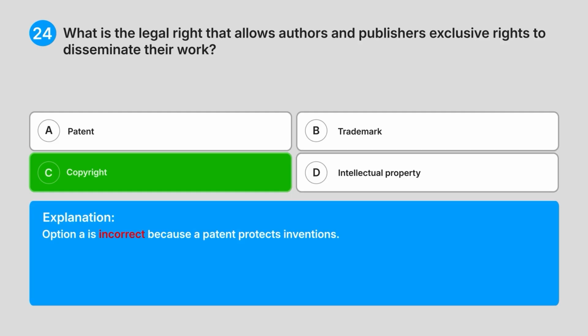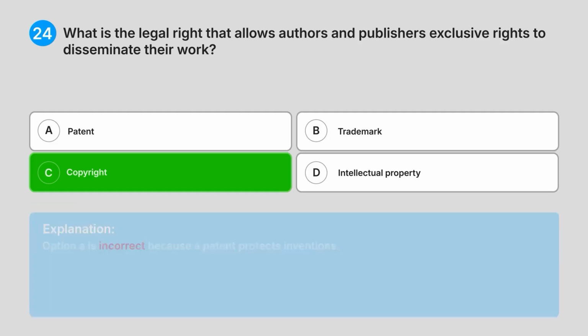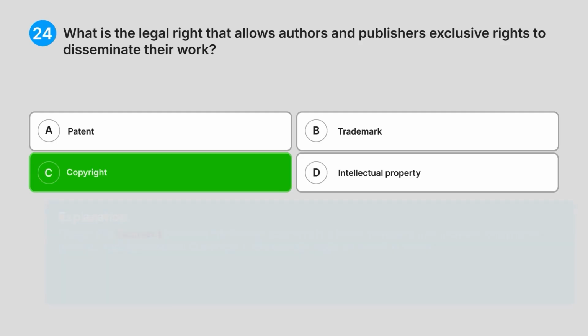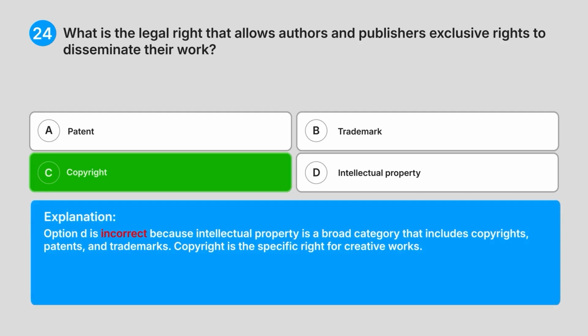Option A is incorrect because a patent protects inventions. Option B is incorrect because a trademark protects brand names, logos, and slogans. Option D is incorrect because intellectual property is a broad category that includes copyrights, patents, and trademarks. Copyright is the specific right for creative works.